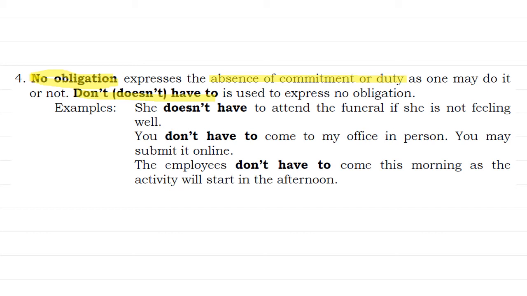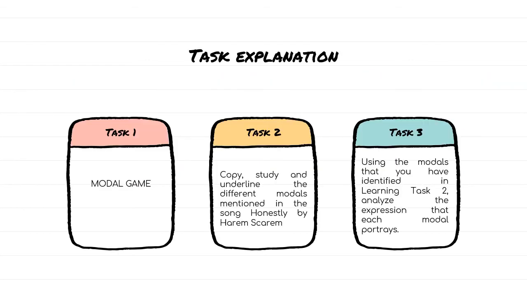The next example: you don't have to come to my office in person. You may submit it online. And then the third, the employees don't have to come this morning as the activity will start in the afternoon. So now, after the discussion, you are all familiar with the different modals used in expressing permission, prohibition, and obligation. Now, let us explain the different tasks assigned in this lesson.